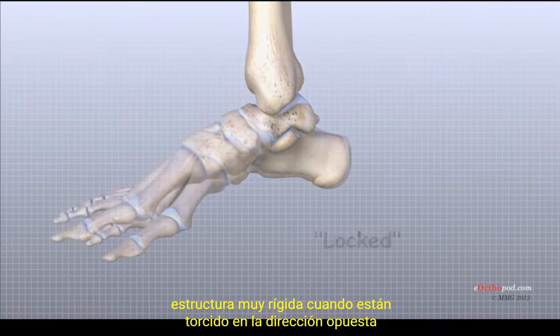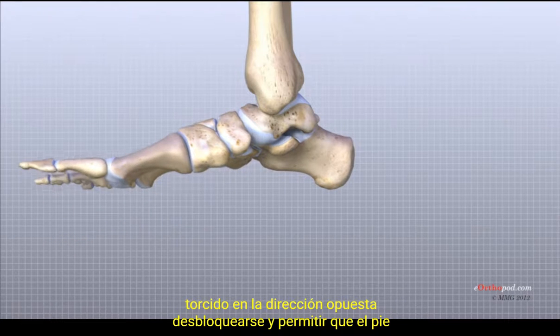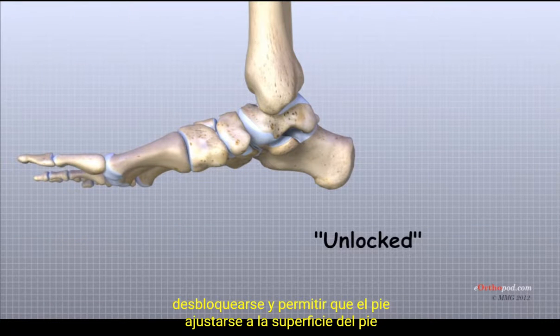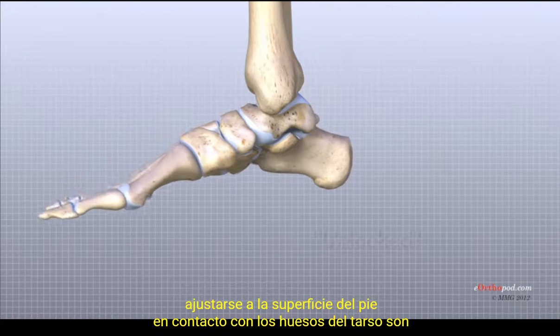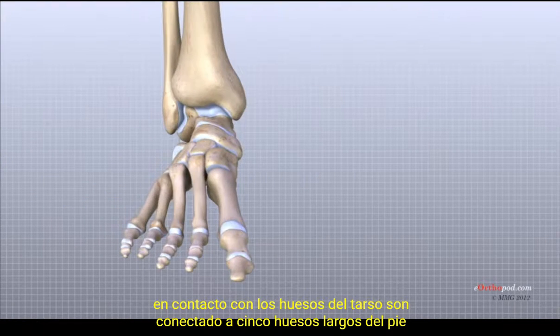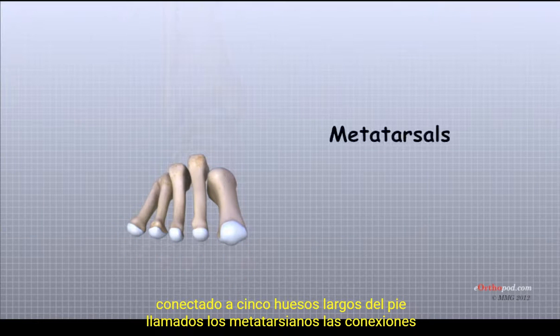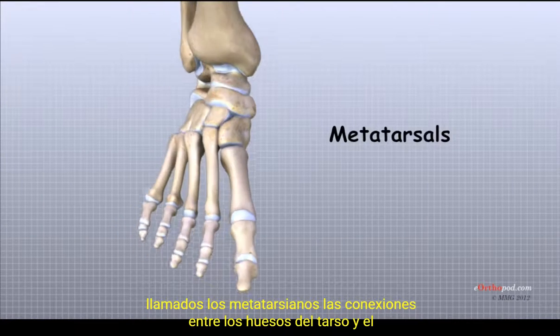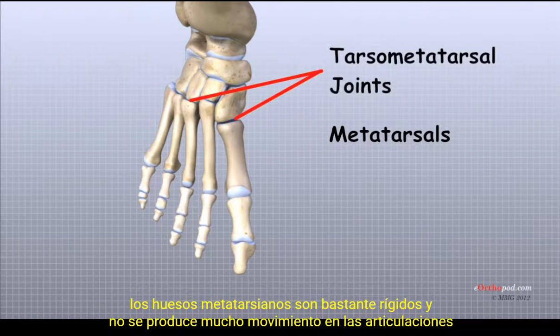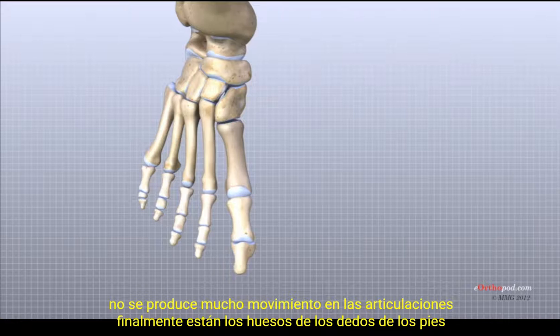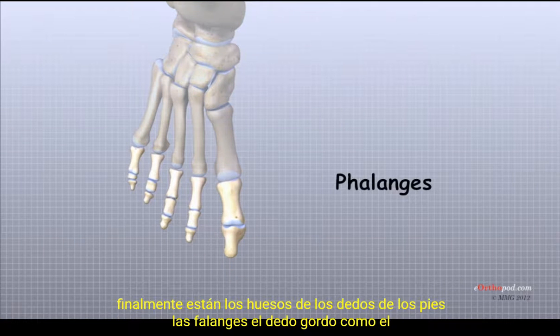When they are twisted in the opposite direction, they become unlocked and allow the foot to conform to whatever surface the foot is contacting. The tarsal bones are connected to 5 long bones of the foot, called the metatarsals. The connections between the tarsal bones and the metatarsal bones are fairly rigid, and not much movement occurs at the joints. Finally, there are the bones of the toes, the phalanges.